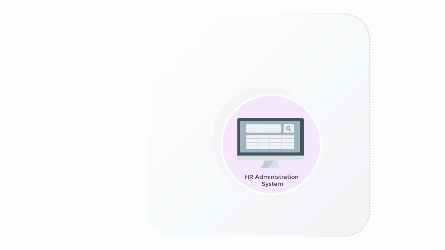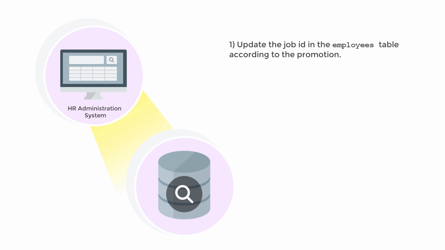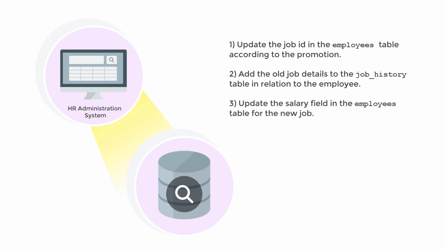To reflect a promotion in the organization, this feature should do the following. Update the job ID in the employees table according to the promotion. Add the old job details to the job_history table in relation to the employee. Update the salary field in the employees table for the new job.